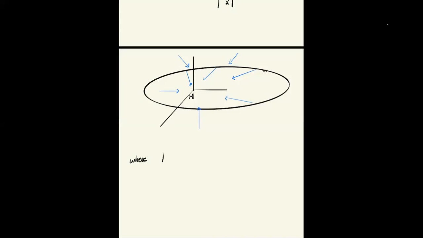Where norm of X is the square root of x squared plus y squared plus z squared. Now make sure you understand this example, because this is the example I'm going to use for all the subsequent concepts I will be introducing.